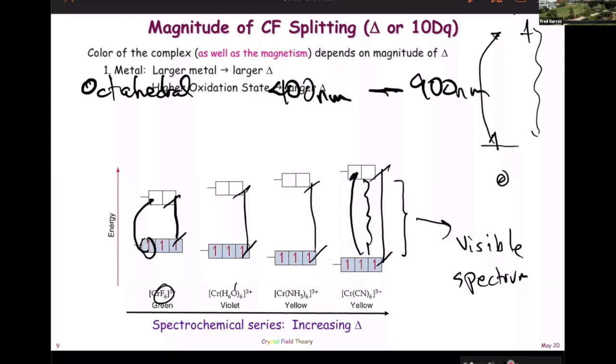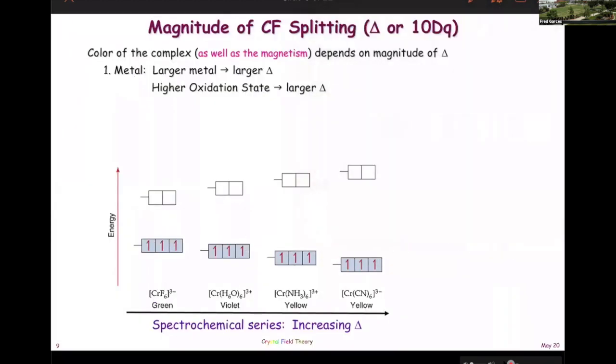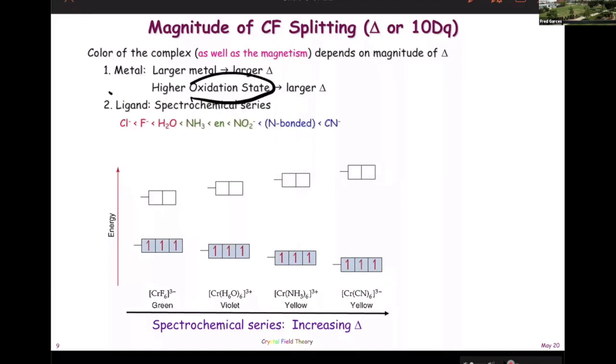So these gaps depend on the ligands, and that gap is also dependent on the metal. A higher oxidation state, meaning that it has a higher charge, gives you a larger gap. Ligands are ordered by the spectrochemical series. The spectrochemical series is just a series of ligands in which these give you the largest splitting and these give you the smallest splitting. You find this in the appendix of your lab manual, as well as in the textbook. The gaps are larger going from left to right.